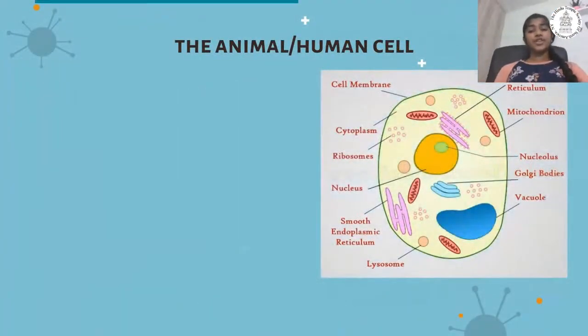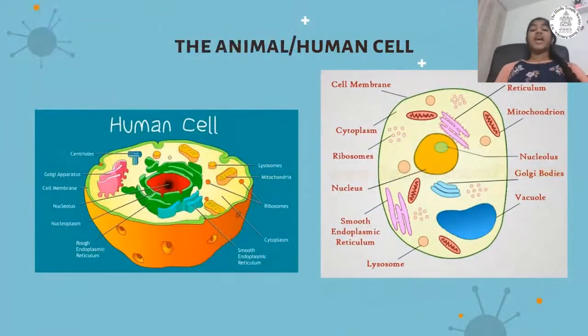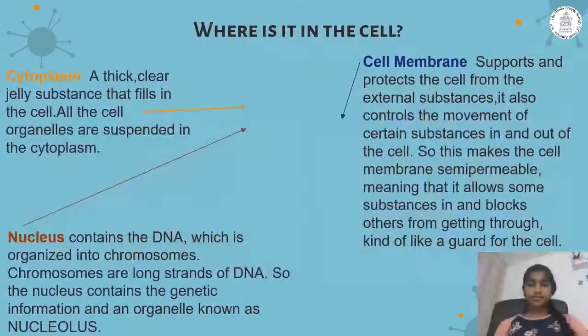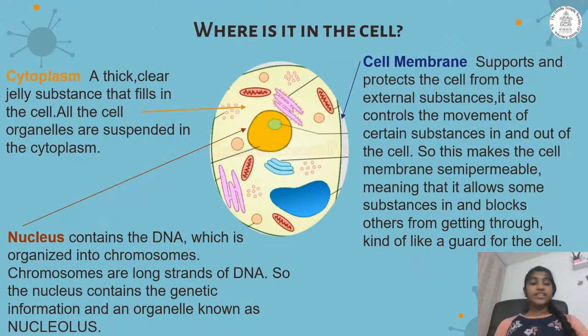So these two pictures here depict the animal or human cell. Where is it in the cell? Let's start off with the cytoplasm. The cytoplasm is a thick, clear, jelly substance that fills in the cell. All the cell organelles are suspended in the cytoplasm.